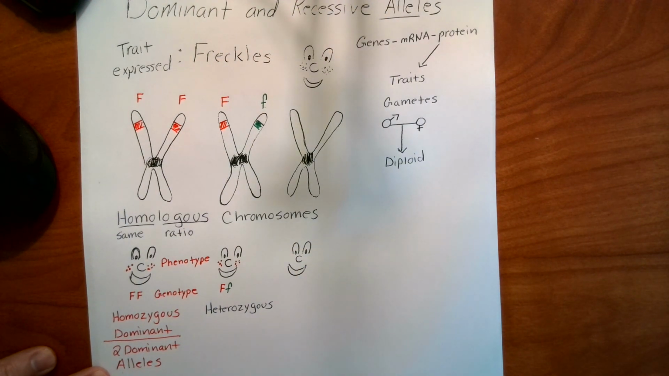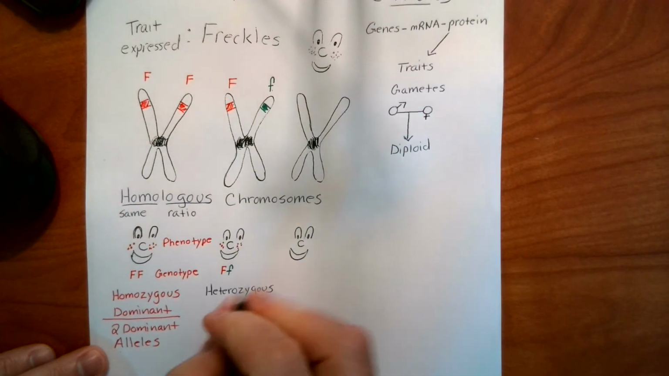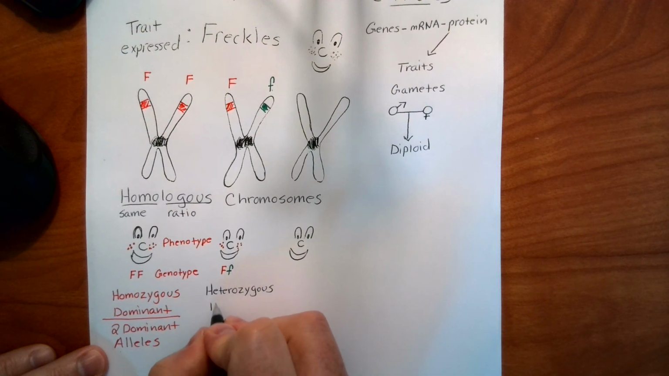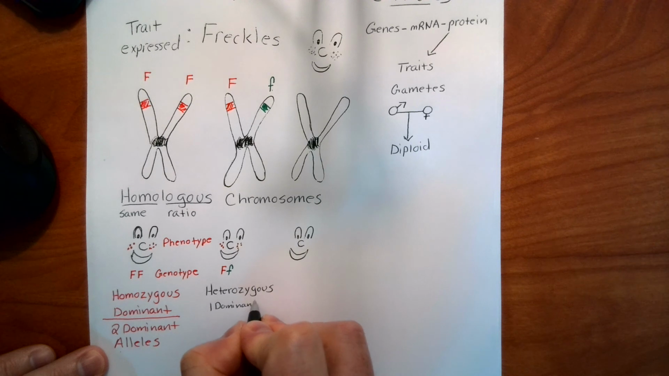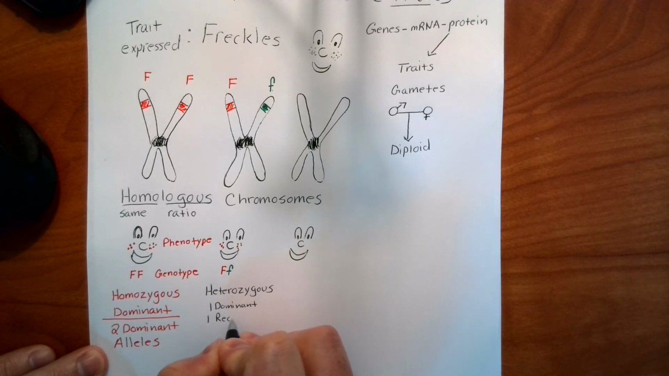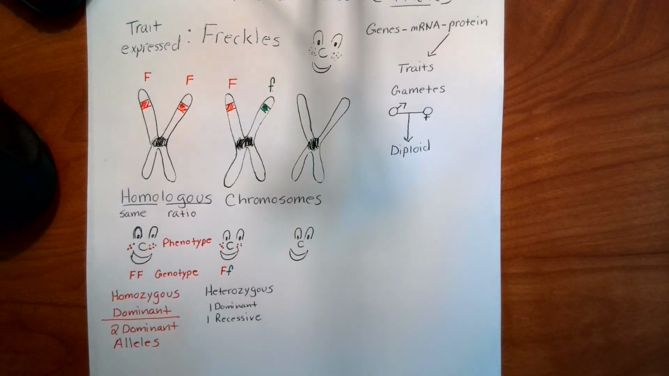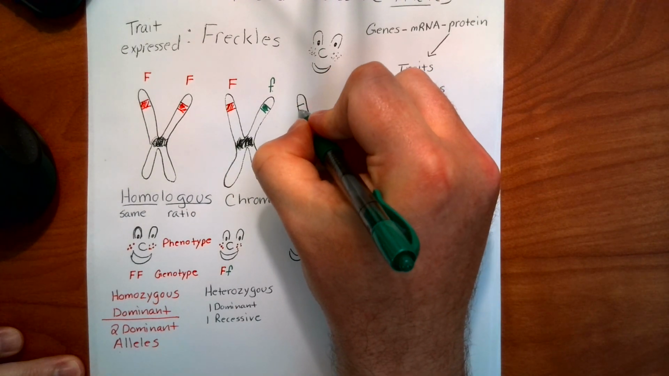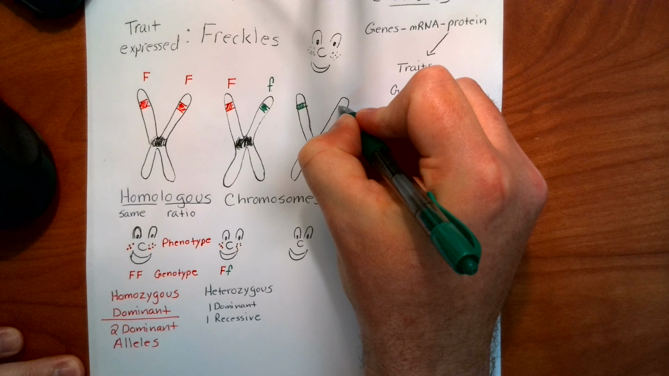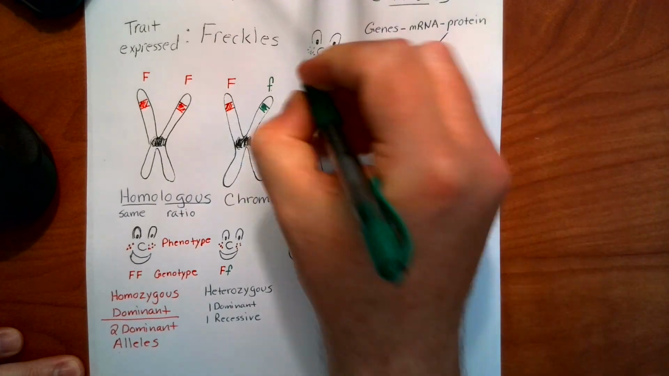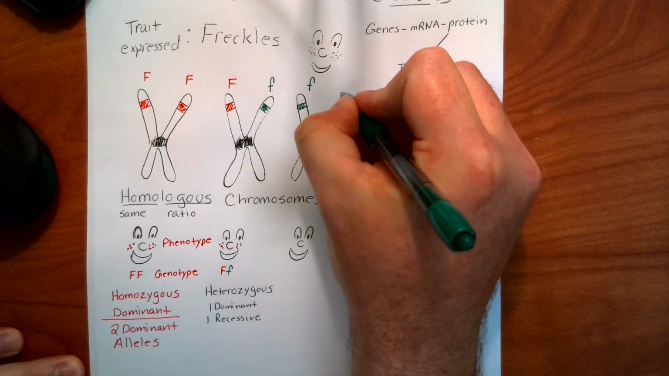For freckles. Okay? That means they have one dominant and one recessive allele. Okay? They're heterozygous for freckles. The next person is what's called homozygous recessive. And so they're going to have two versions, or just two recessive alleles on each chromosome. Okay? And we represent that as lowercase f's.